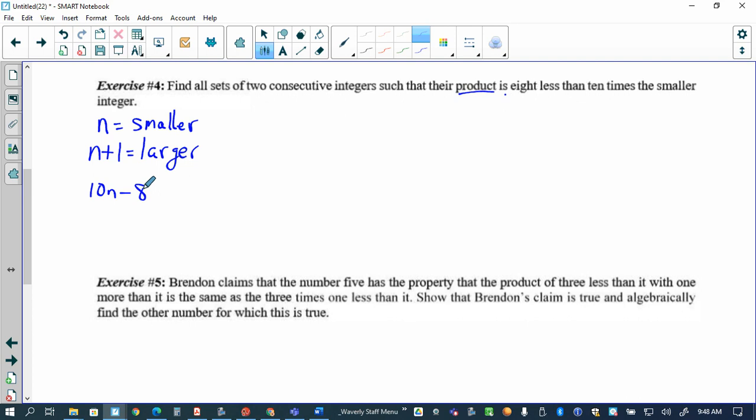There's our 3 things, and it says the product. So what's our equation? n times n plus 1 equals 10n minus 8. If you can get the setup on these, it's just like all the other quadratics we've been solving. So what now? Distribute. What do we get?